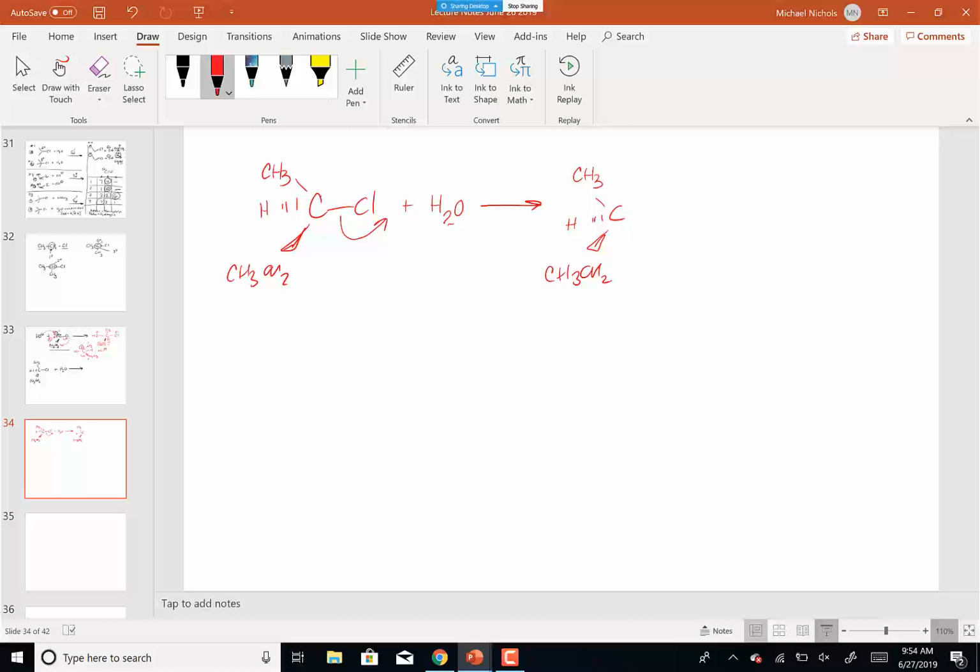Well, first I'm breaking the carbon-chlorine bond. So what's going to be slightly positive? Chlorine slightly negative, and a dotted line, a partial bond, between carbon and chlorine. That's the first transition state. Then that's going to form the carbocation.